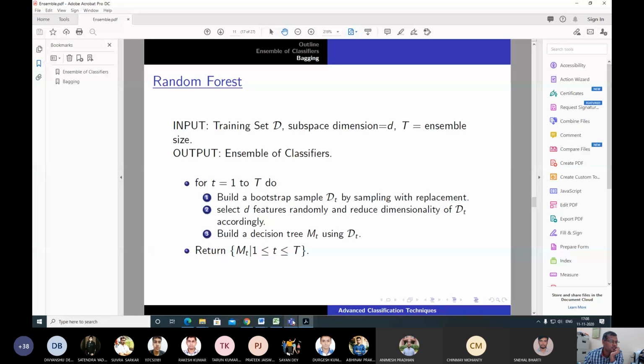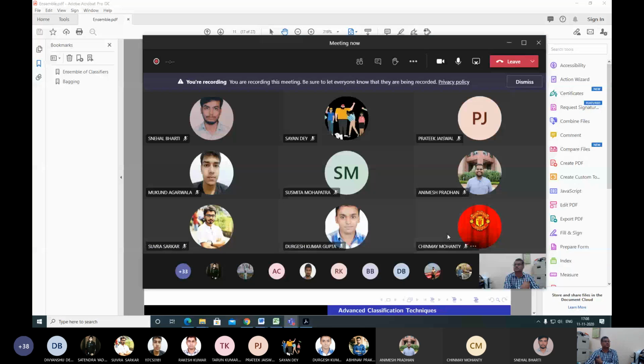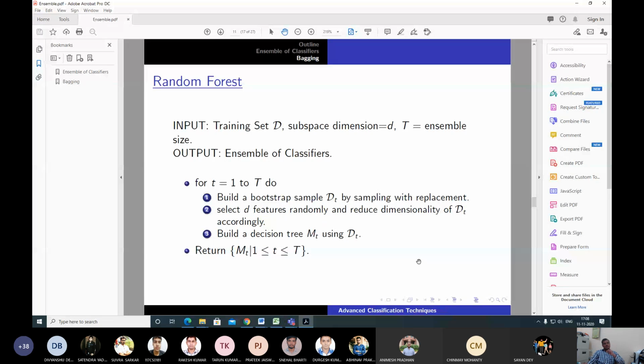You have any question? Sir, are there any downsides of increasing the number of classifiers? Can we expect the accuracy will always increase with the increasing number of classifiers? Yeah, it is proven that if the classifiers are sufficiently independent of each other, then the accuracy will definitely improve.